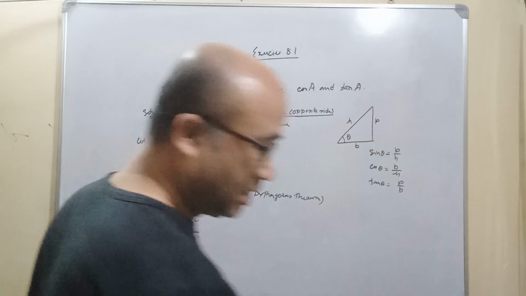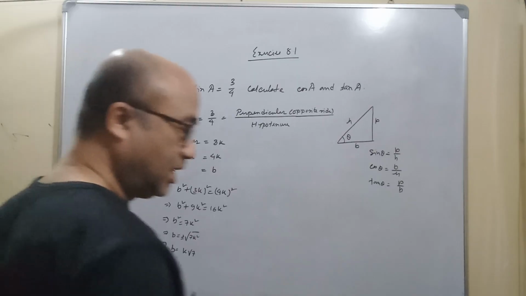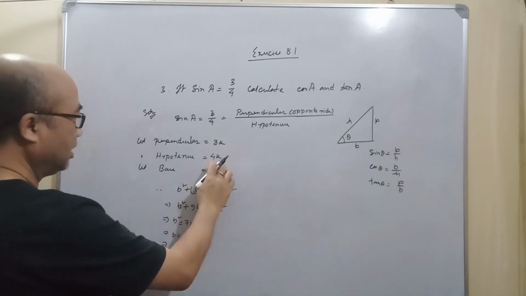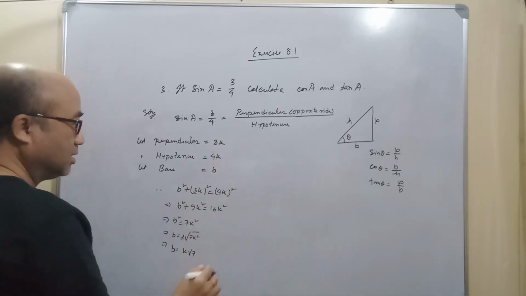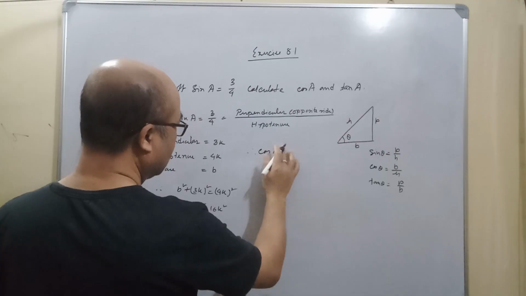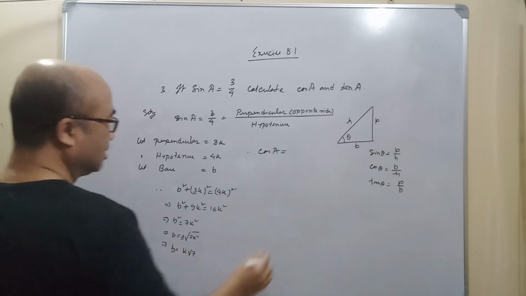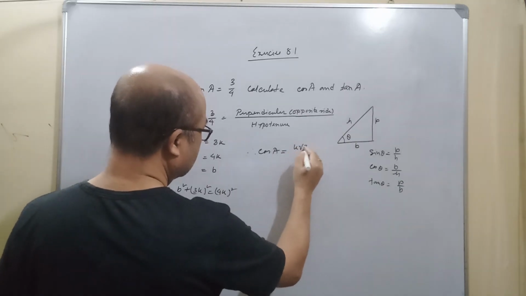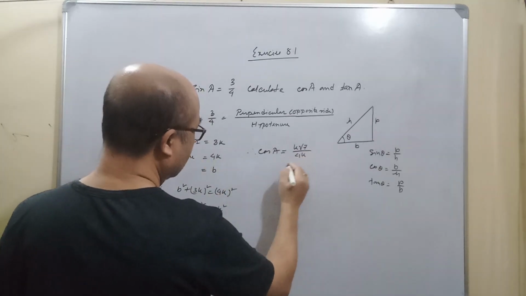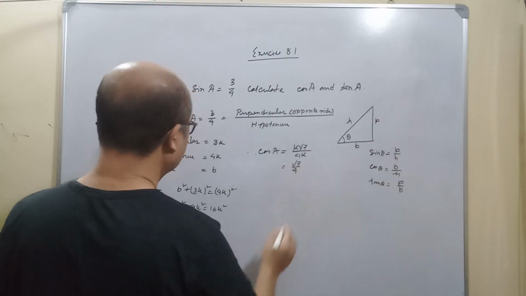So if that is the case, we already have perpendicular, hypotenuse and base. Hence cos theta or cos A is base by hypotenuse. What is base? k root 7. What is hypotenuse? 4k. So what we get? Root 7 by 4.